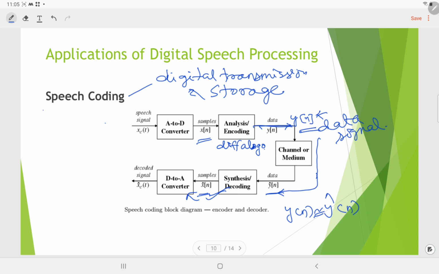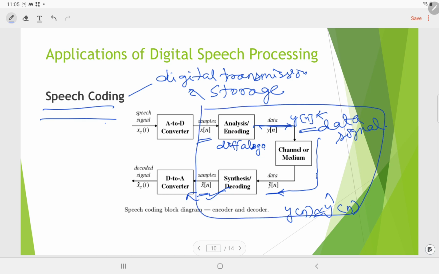And these speech coding algorithms should be very carefully designed, such that this entire portion, the transmission, is designed so that xn and x cap n are essentially identical to each other.